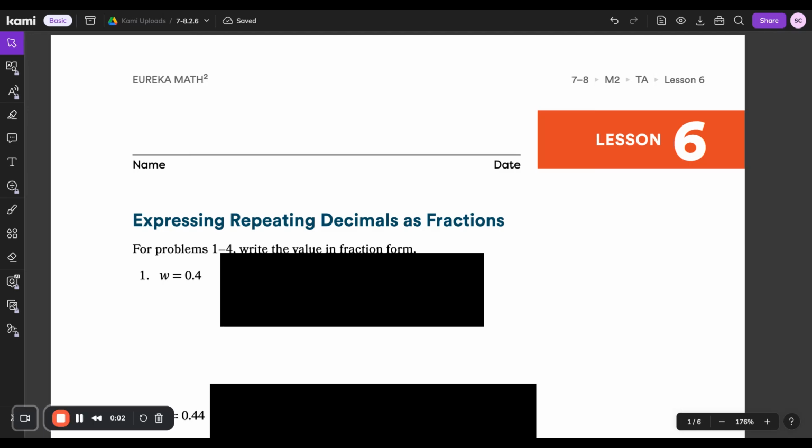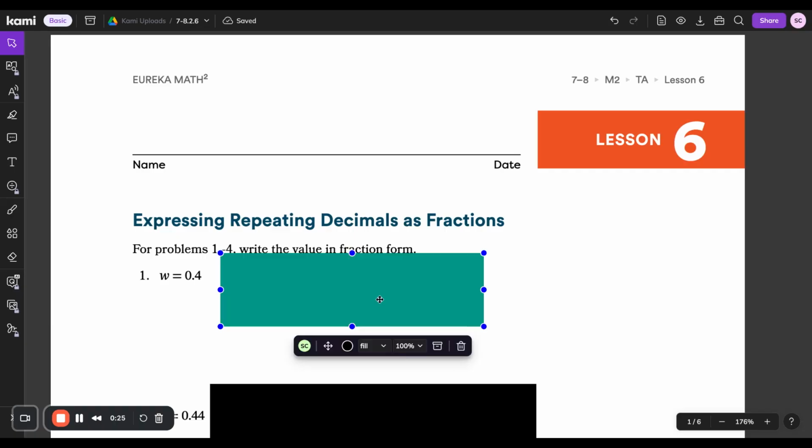So this is lesson 6 of module 2, expressing repeating decimals as fractions. We are going to take what we know about place value with decimals and use those to help us figure out how to write not only numbers as fractions, but numbers that are repeating decimals, how you write repeating decimals as fractions. So starting off simple, for the first one, you have w is equal to 0 and 4/10.